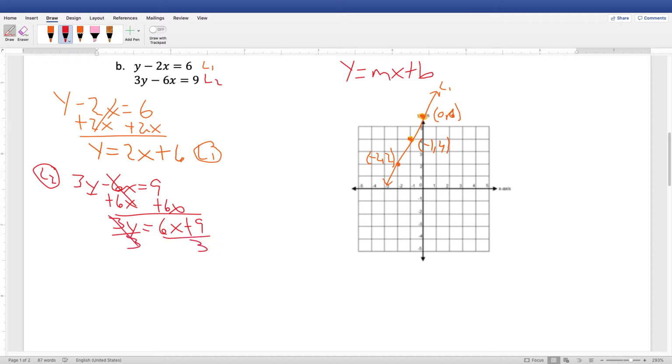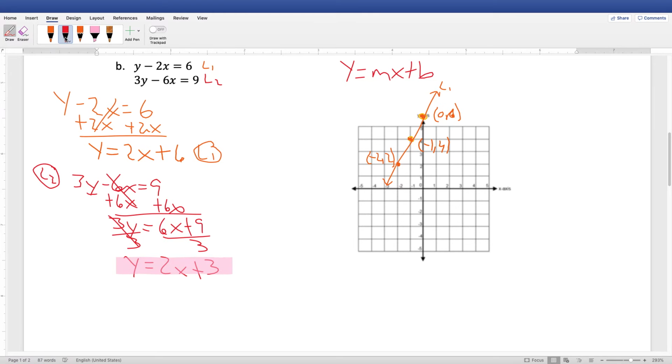On the left side, my 3's cancel. I'm left with y is equal to 6 divided by 3, which is 2x, and 9 divided by 3, which is 3. So now in L2, I do have an equation that I can graph.